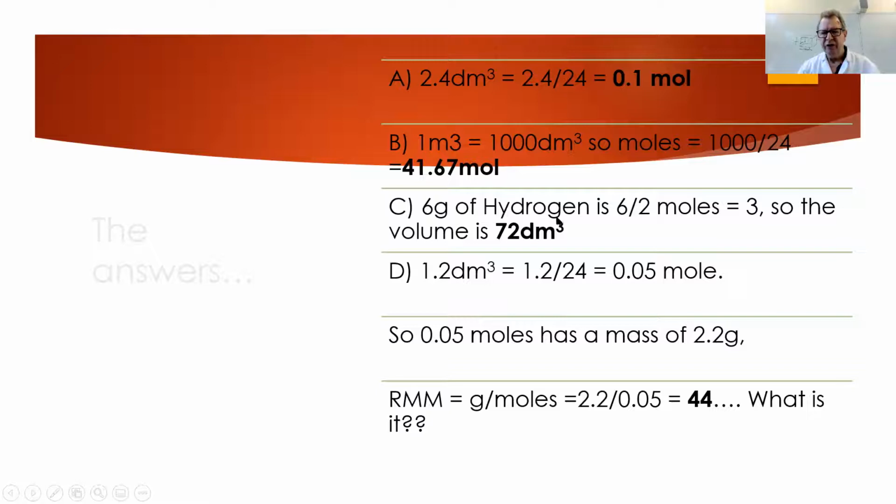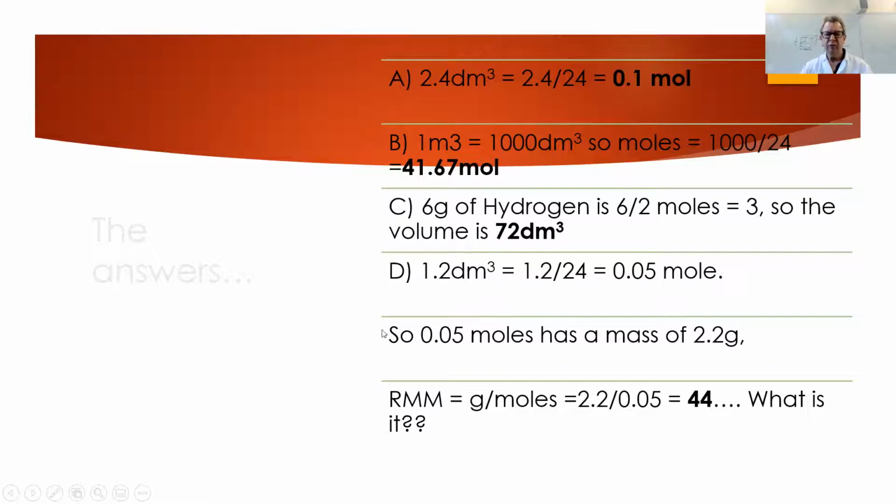6 grams of hydrogen, using the first triangle. Hydrogen goes around in pairs. It's a diatomic molecule. So 6 over the mass of 1 H2, which is 2, is 3. So it's 3 moles. 3 moles times 24 is 72.